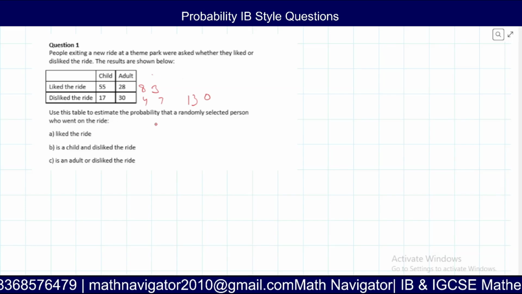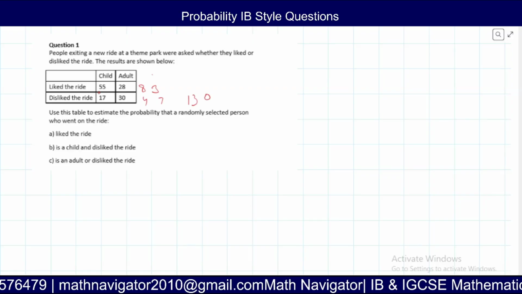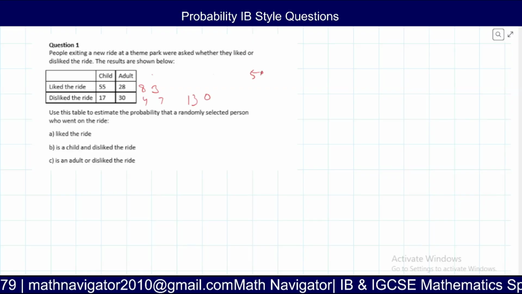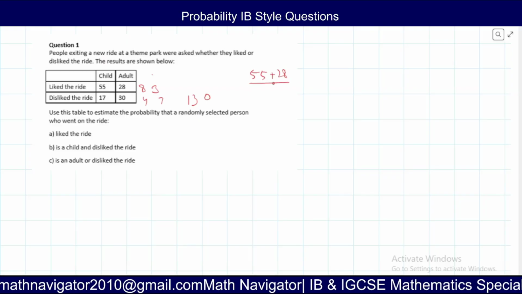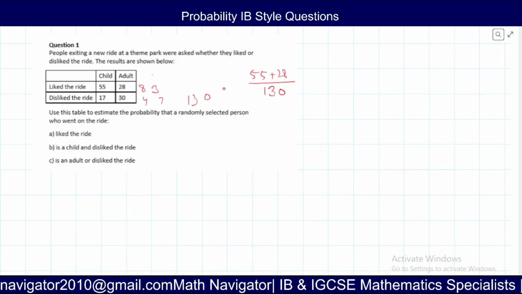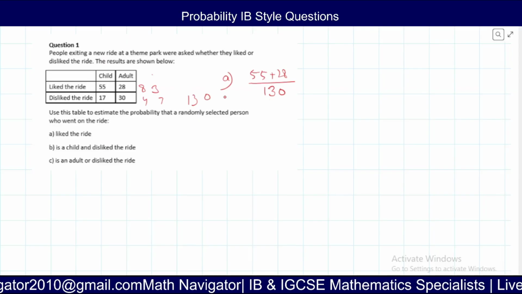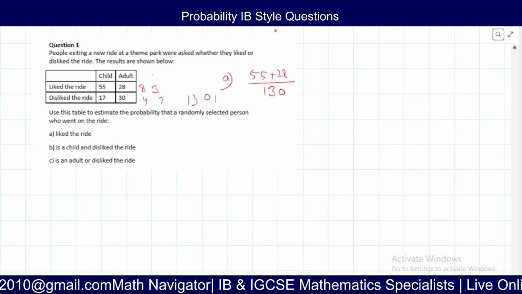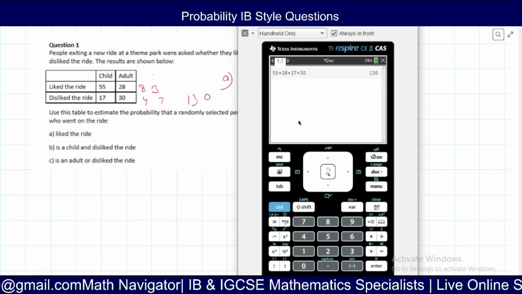Number of favorable outcomes over total outcomes. So 55 plus 28 over 130 is the answer for the A part. You can obviously calculate on the calculator. If you want, I can calculate the one and the rest you can calculate.